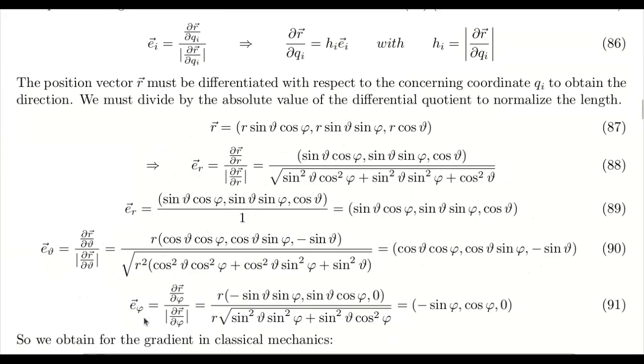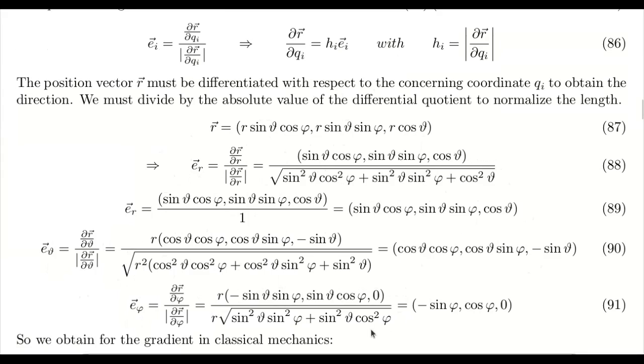Then the last one, e_phi, we differentiate with respect to phi. And so that means again here we have cosine phi, and in the position vector sine phi with a minus. And then we have sine phi, so that becomes a cosine phi here. And the third coordinate is not dependent on phi, so it vanishes. It is 0 here.